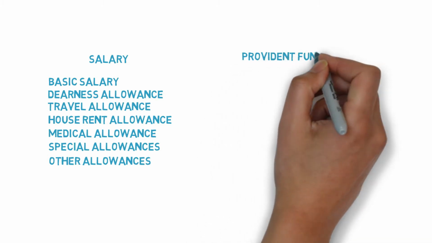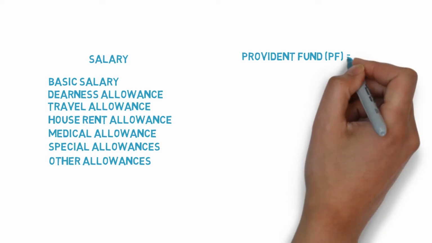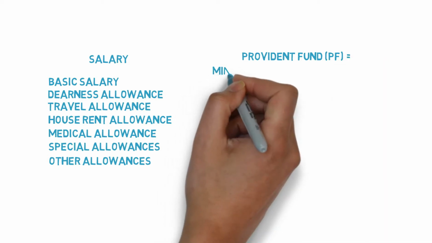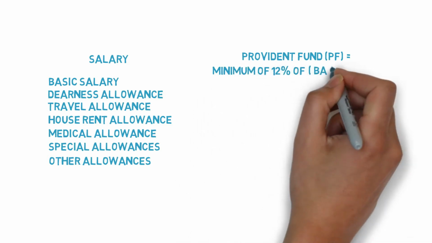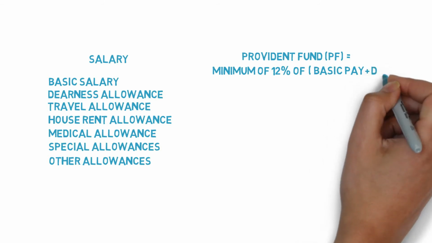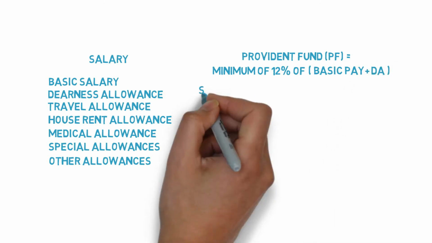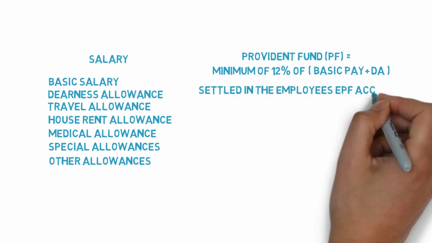PF is a part of salary which is managed by the government as a mandatory retirement savings. An employee gives a portion of his or her salary to the Provident Fund, which is a minimum of 12% of basic pay and dearness allowance combined. This amount is settled in the respective employee's PF account, or you can say EPF account.